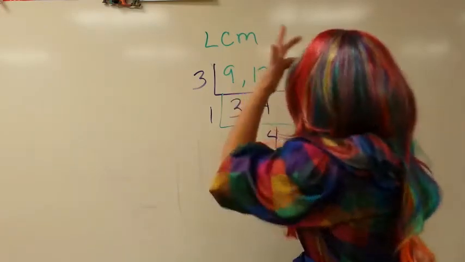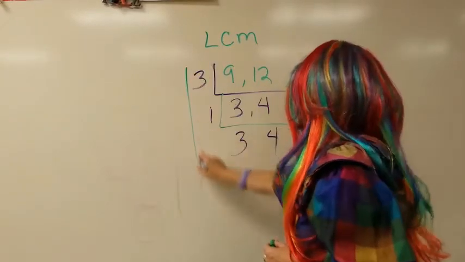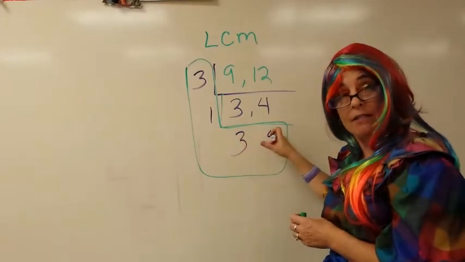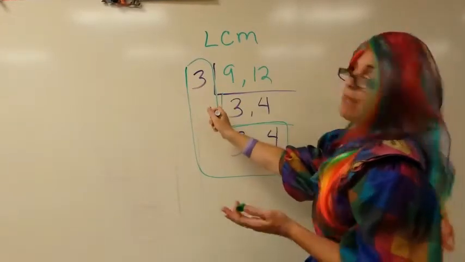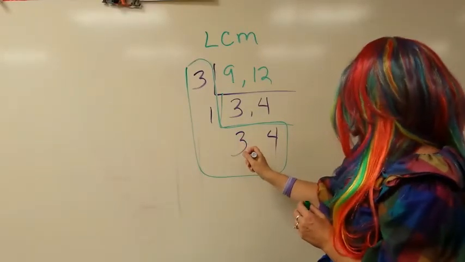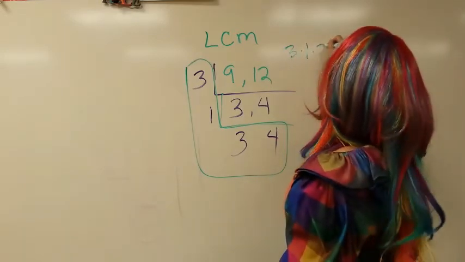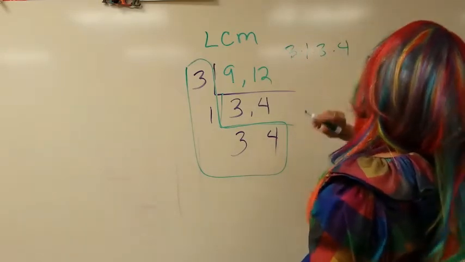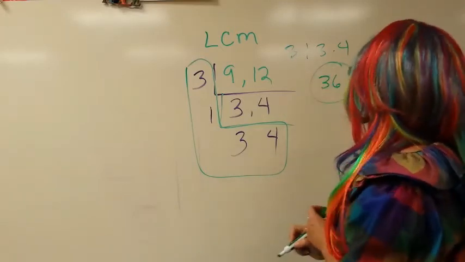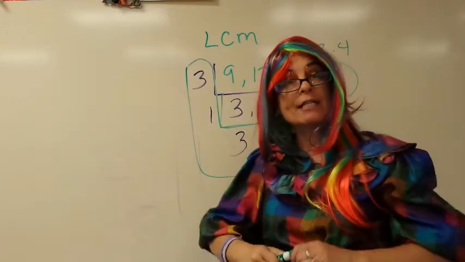If we're 1 and done, then I make a giant L for least common multiple. Now I'm going to multiply all of these numbers together. 3 times 1 just gives me 3, times 3 is 9, and 9 times 4 is 36. So the least common multiple of 9 and 12 is 36.